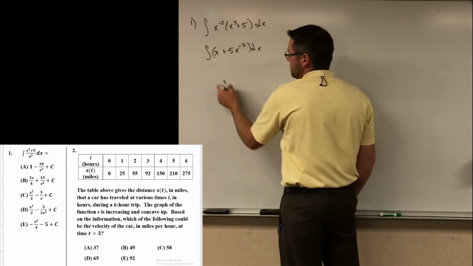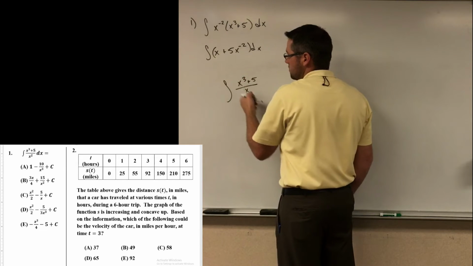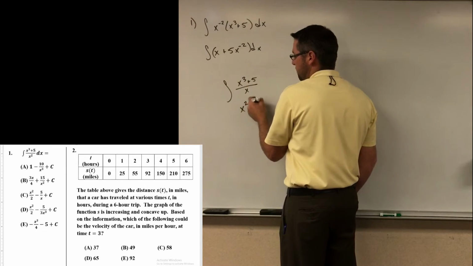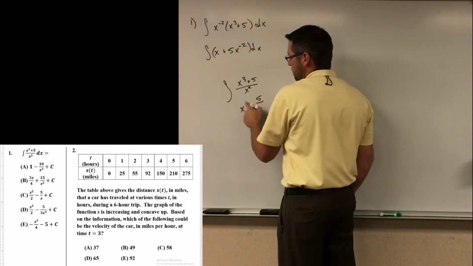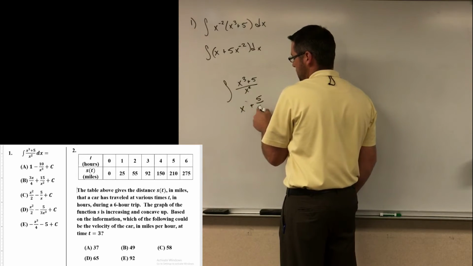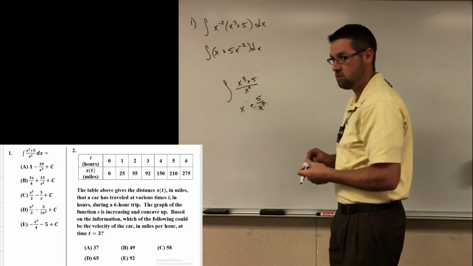I didn't look at it that way. I took it and I just divided. So x cubed plus 5 over x squared. You can distribute the division. You get x squared over x plus 5 over x squared. So I get x plus 5 over x squared. It's the same thing, but it's just a matter of how you get there.